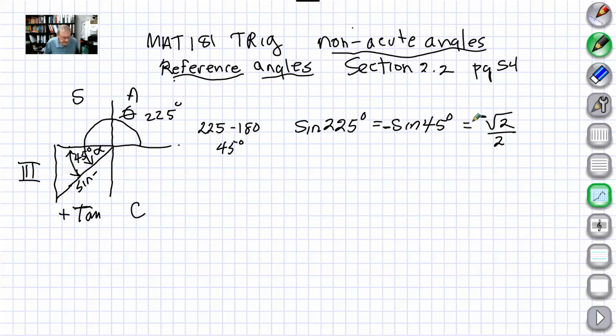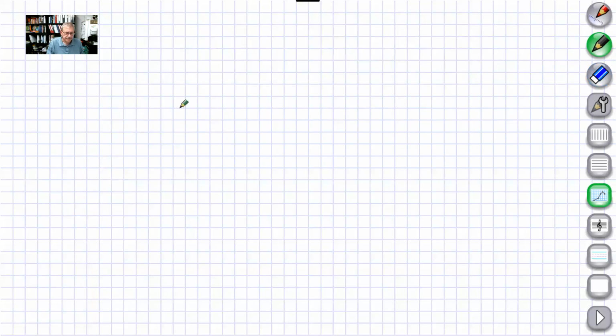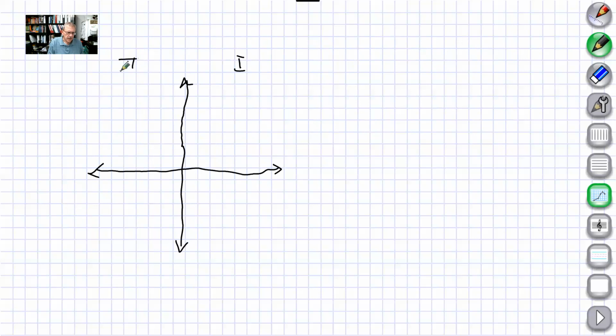Well, the other question is, how did I know how to do this? On page 55, there's a handy dandy little chart that we want to create. Here's our big old quadrant thing, the quadrants: 1, 2, 3, 4. So we're going to figure out a way to find those reference angles.